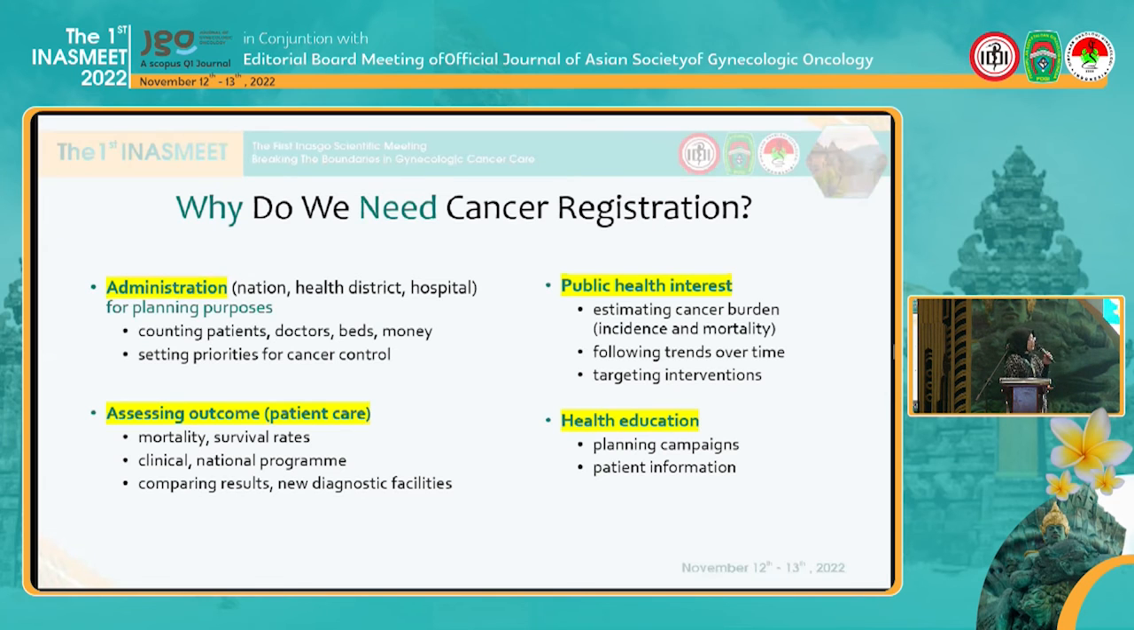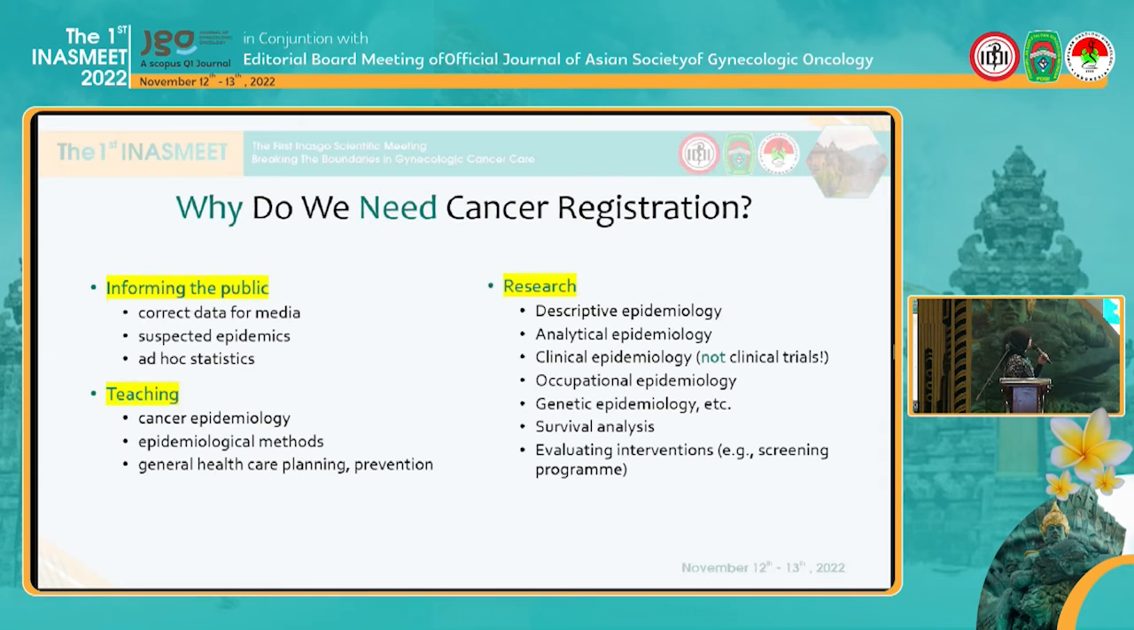Why do we need the cancer registration at that moment? Because of the administration, of course, for public health interests, for assessing outcome of patient care. To be honest, we never assess every guideline that we made for our patients at 1 year, 2 years, or 5 years. We just use the guidelines, but never assess the outcome of the patients. And also for health education, informing the public, and also for teaching.